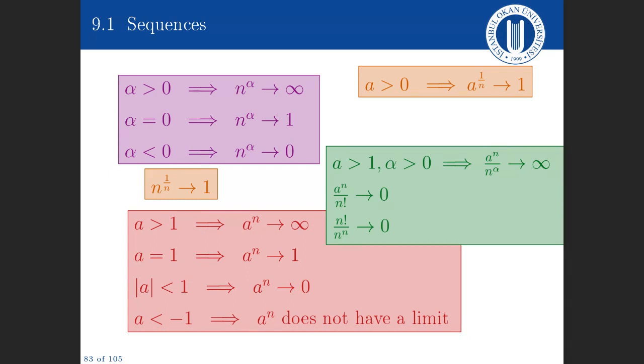A to the power n is more powerful than n to the power alpha, so this quotient tends to infinity. But n factorial is more powerful than a to the power n. This quotient tends to 0, and n to the power n is more powerful than n factorial. This quotient tends to 0.